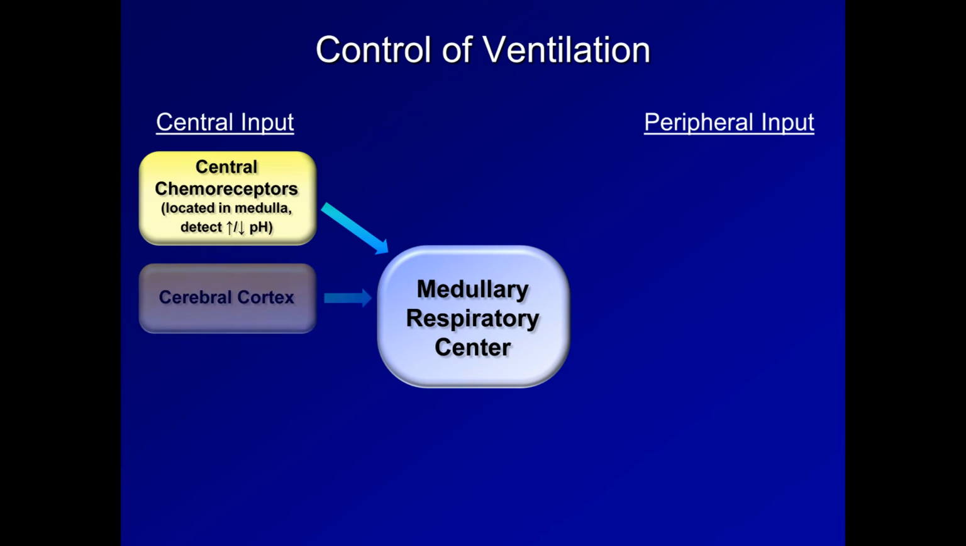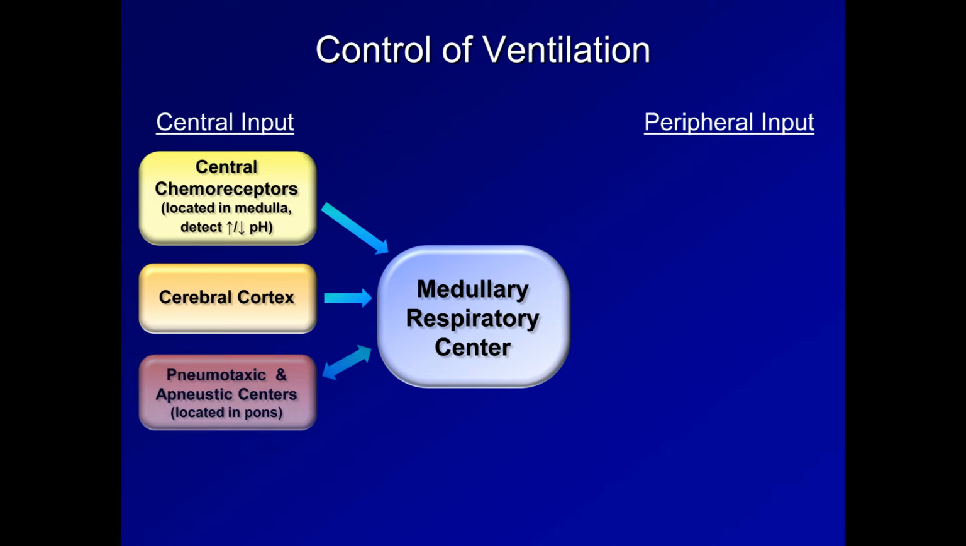The cerebral cortex also provides input. First, a variety of circumstances can lead to increased ventilatory drive from the cerebral cortex, such as pain, anxiety, or intentional hyperventilation. While it's impossible to consciously hypoventilate for a sustained period of time, the cerebral cortex is thought to provide a low-level tonic inhibitory signal, the purpose of which is not clear.